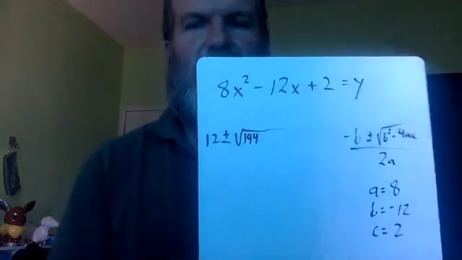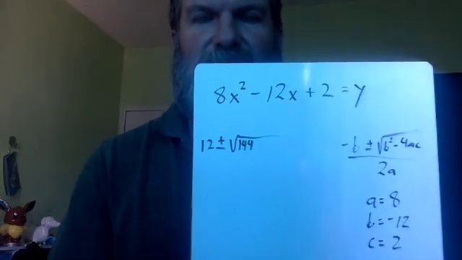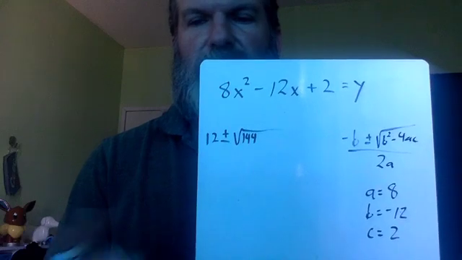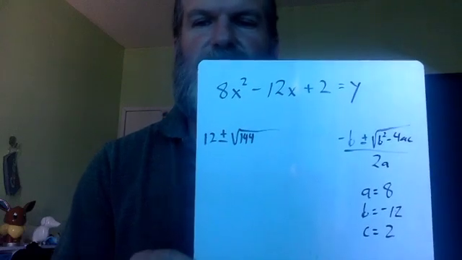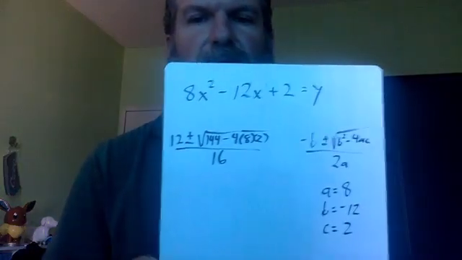So negative b, well, b is negative 12, so it's the negative of negative 12, which would be positive 12. So it's positive 12 plus or minus negative 12 squared, and when you square a negative, you get a positive. A negative times a negative is a positive. So I've already done the math for you. Negative 12 squared is positive 144. And then it's minus 4 times 8 times 2, A and C, all over 16, because it's 2 times A.